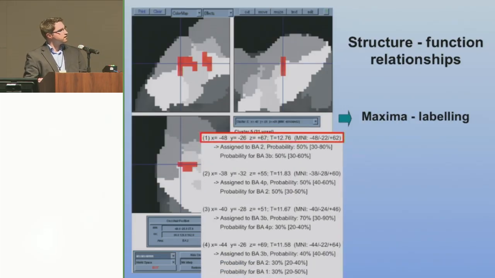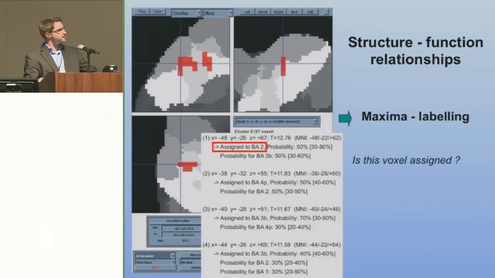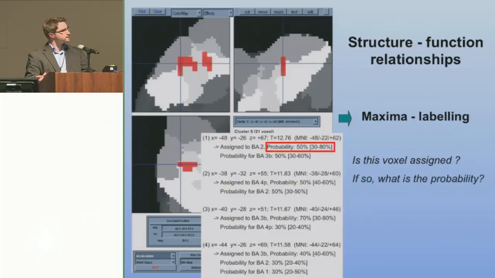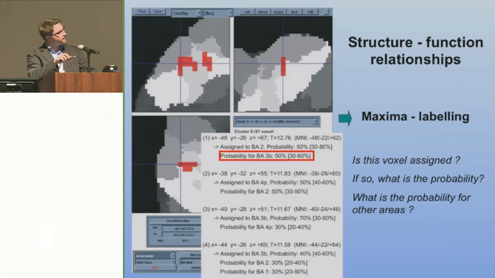Now we can also do a local maxima labeling. The key difference between the cluster labeling, taking the entire activated volume, and local maxima labeling is that we now look at the peak voxels within that cluster. And for the peak voxels, we can ask: is that voxel assigned to a particular area? And if so, what's the probability? And what's the probability for other areas? And you quite nicely see here the somewhat more gray world of probabilistic mapping relative to the black and white you get from the Talairach Daemon: yes, it's somewhat more likely that it's in area 2, but actually it's the same base probability.